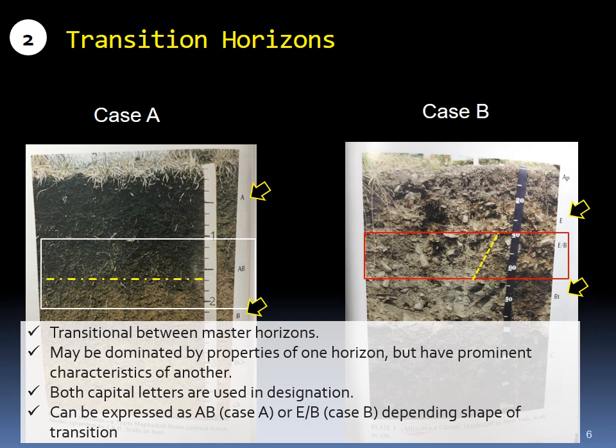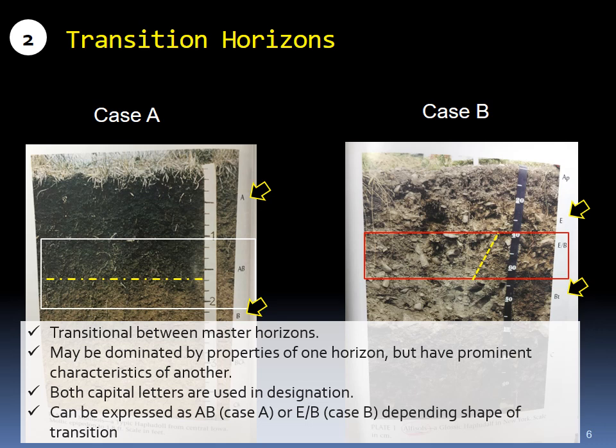In the second case, you would see that this transition is not parallel and smooth, but it's localized. So you would find that the properties of B are localized to the right side of the profile, whereas the properties of A are like this. And the transition between them, look at the color, it's like a slash. That's why for case B, we give it E/B.